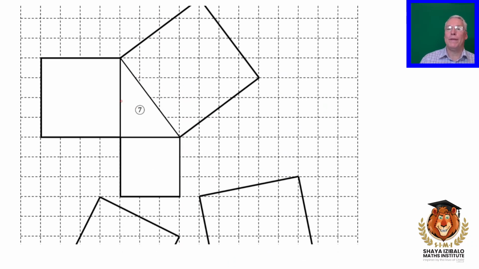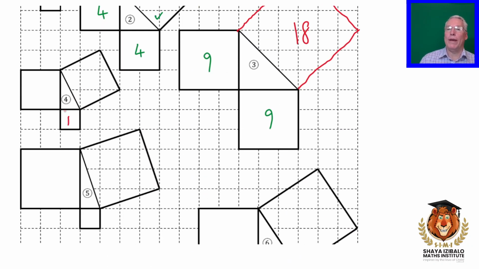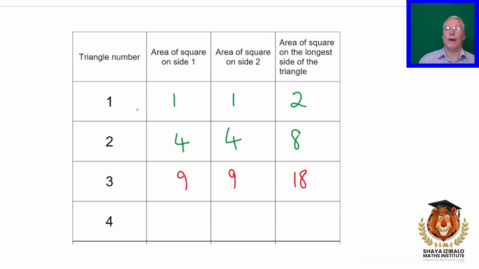Right, let's look at number 4. Number 4 is 1 and 4. Now this is harder to count, but let's just see. We've definitely got a full square here. And then this piece and this piece, I think, are going to make one full square. And this piece and this piece are going to make one full square. This piece and this piece are going to make one full square, and these two are going to make one full square. 1, 2, 3, 4, 5. So 4, 1, and 5.